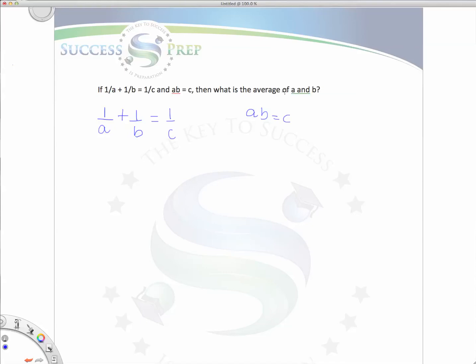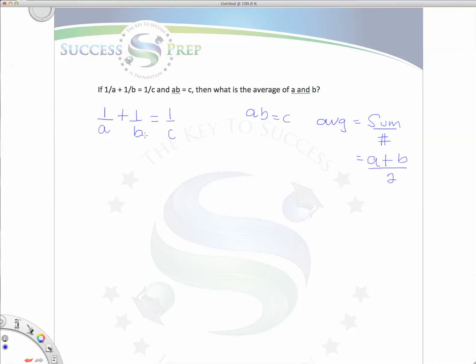The first thing you've got to keep in mind is what it is they're asking for. It says, what is the average of a and b? Remember that average means you should add up all the numbers, or take the sum of all the numbers, and divide by the number of numbers that you have. So if that's the case, what we're really solving for is the value of a plus b divided by 2, since we have 2 items.